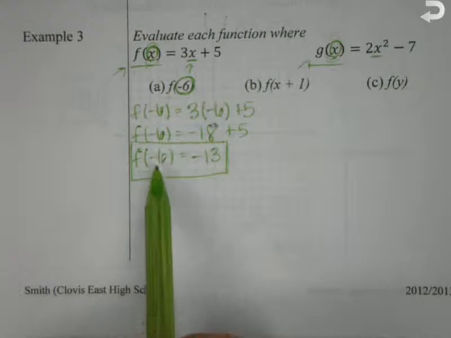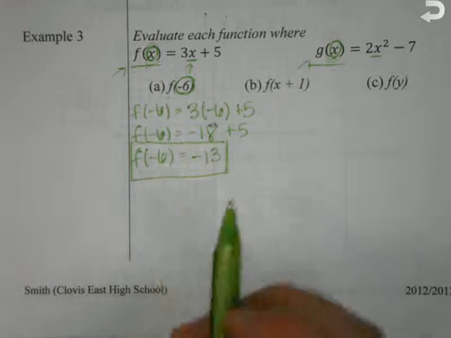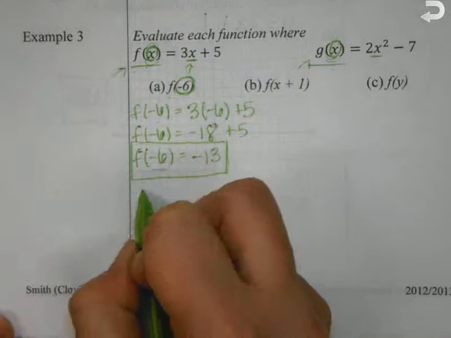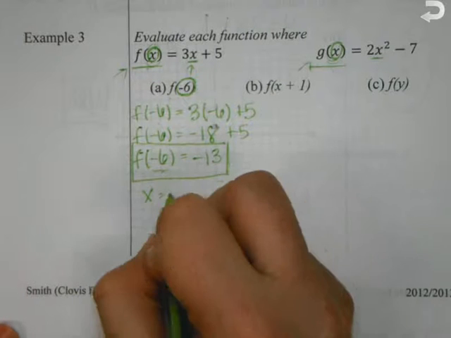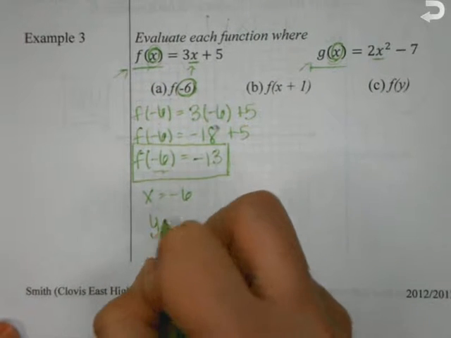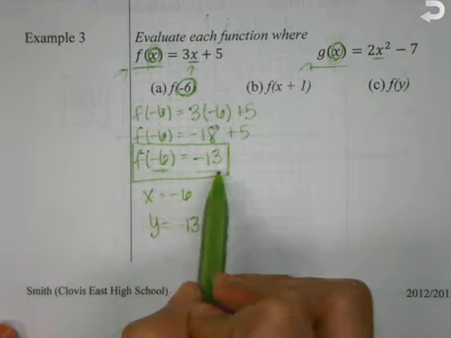This means that here's your x, so our answer could be represented as a coordinate with an x value of negative 6 and a y value of negative 13. So this is my x, here is my y. Make sense? Not too bad?